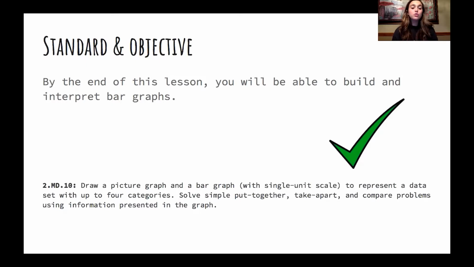And our standard is to draw a picture graph and a bar graph with a single unit scale to represent a data set with up to 4 categories. Solve simple, put together, take apart, and compare problems using information presented in the graph. This standard is a standard for everyone in the state. For our state of Arizona, this is an Arizona standard, but that's just making sure that you are learning the same thing that other kids your age are learning. So that is the standard there. And again, we will jump back to the objective and make sure you feel like you have it under control once we are finished.